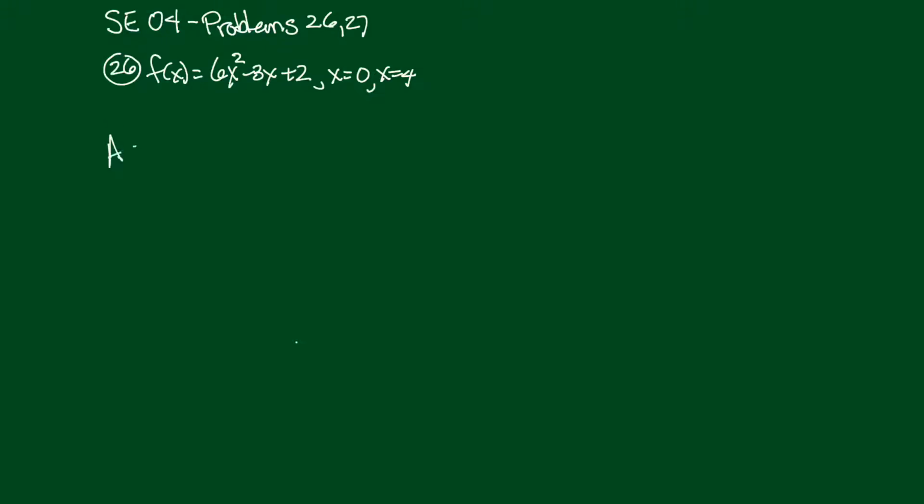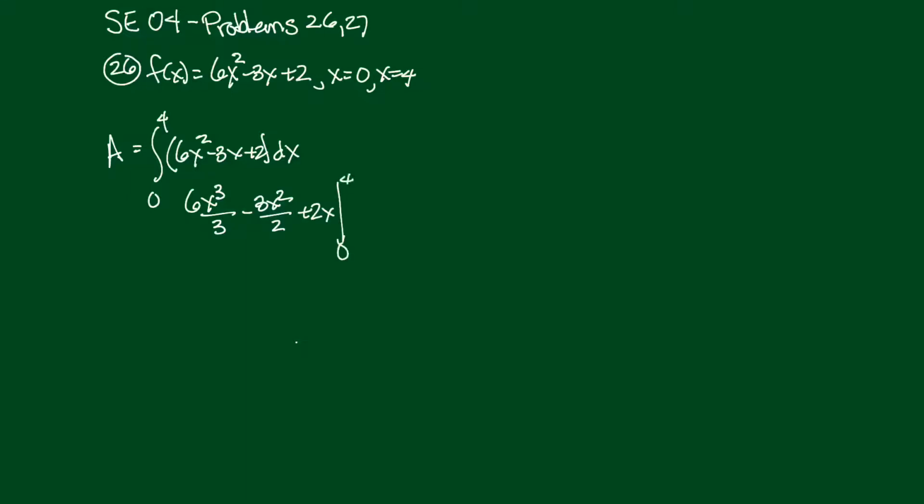We can get the area by integrating from 0 to 4 of this function, 6x squared minus 3x plus 2 with respect to x. So this will give us 6x cubed over 3 minus 3x squared over 2 plus 2x from 0 to 4.